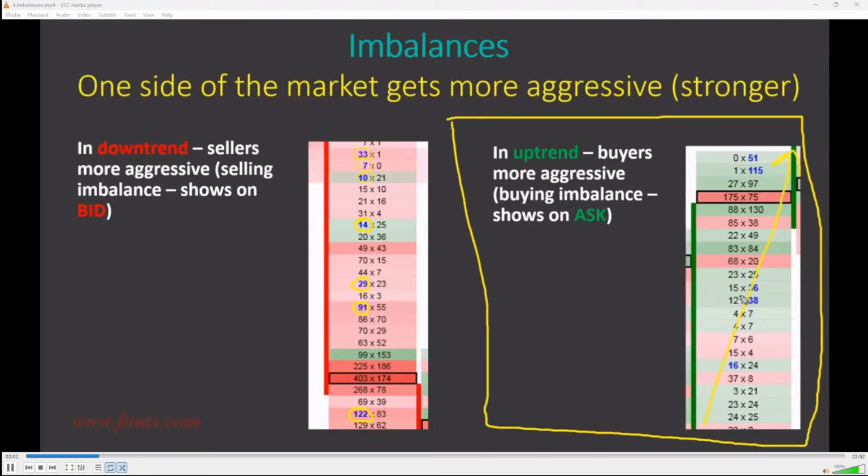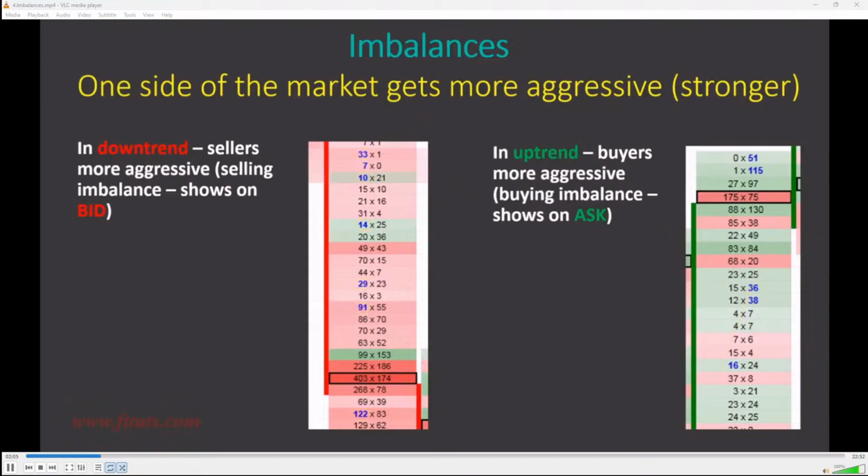This is a green candle, price is moving upwards, and when there is an uptrend, when the price is moving upwards, the buyers are more aggressive than the sellers. The buyers are entering the market with buy market orders, and this is what drives the price upwards, the aggressivity of the buyers who are entering with buying market orders.